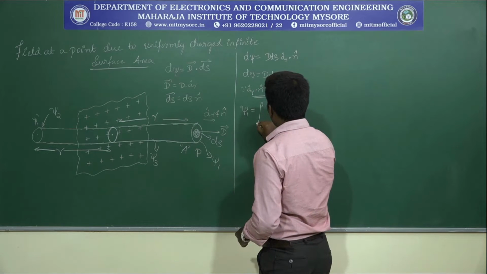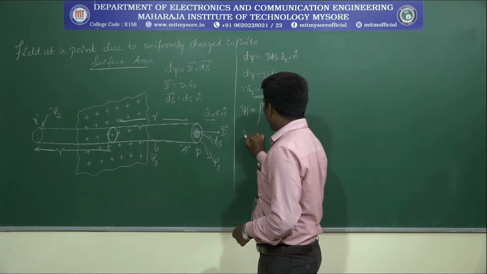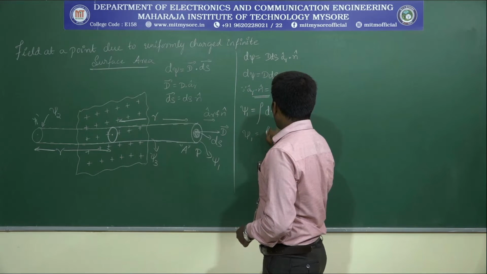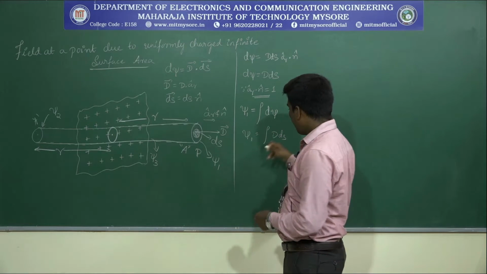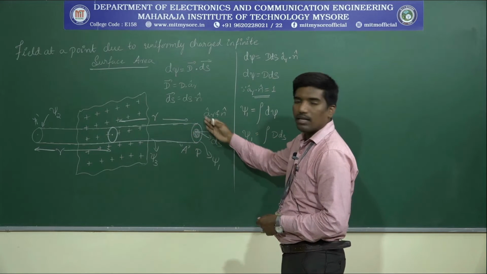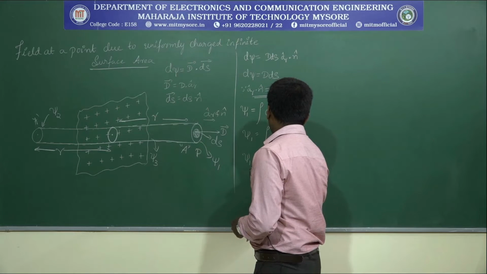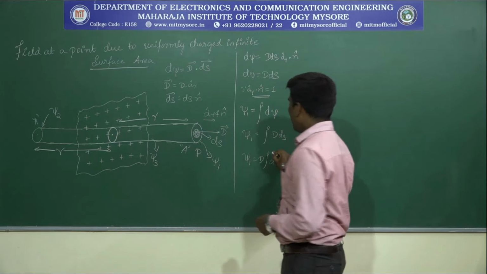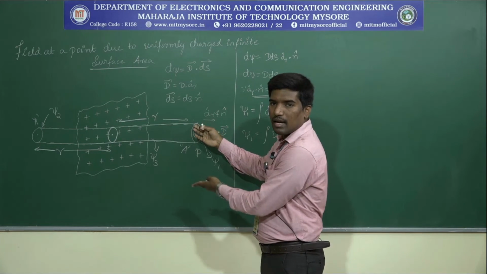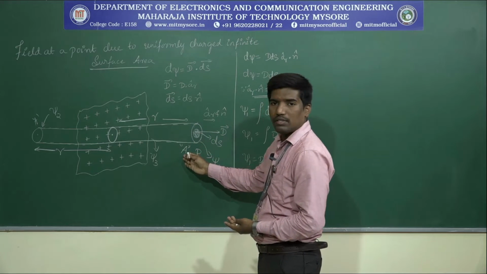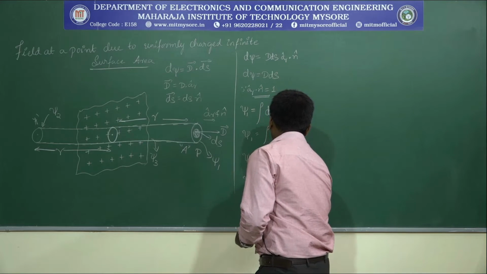Psi 1 is equal to integration of all the elementary surfaces. That is, psi 1 is equal to integration of D into dS. We know that D is constant for this particular flat surface. Therefore, psi 1 is equal to D into integration of dS. What is this integration of dS? If we consider the entire flat surface, it becomes the area. So the area of this flat surface is A. Then psi 1 is equal to D into A.